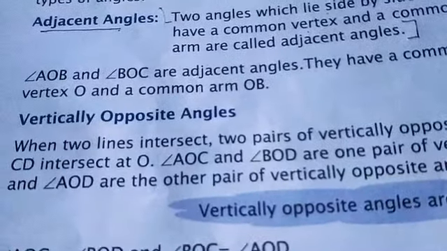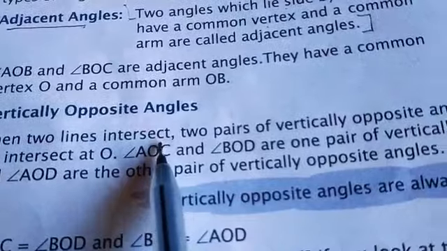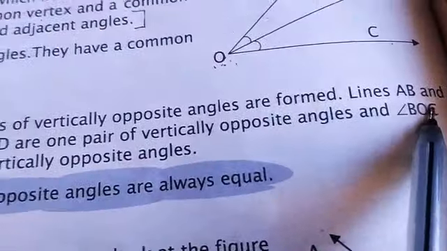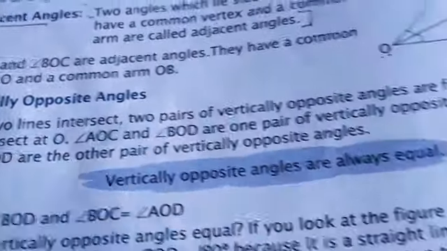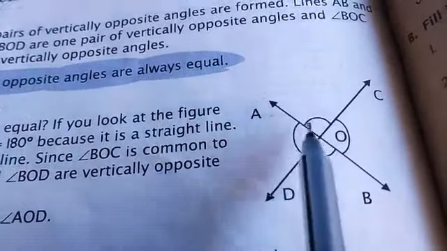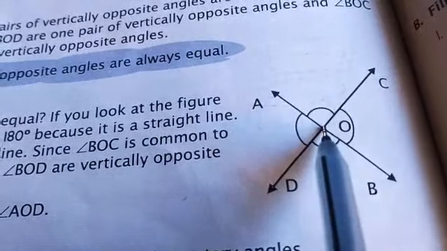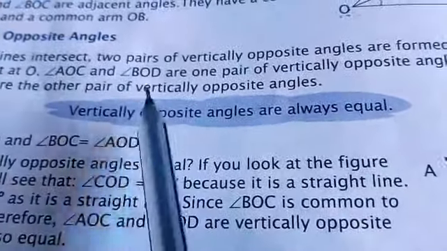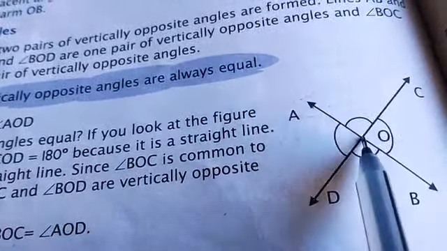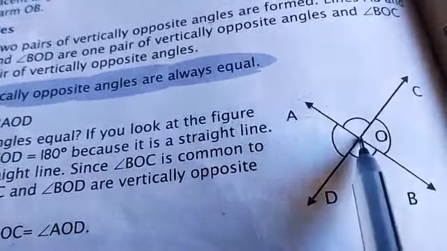Now we go for vertically opposite angles. What is a vertically opposite angle? When two lines intersect, two pairs of vertically opposite angles are formed. Line AB and line CD intersect at O. So there are two lines, one is line AB and the second is line CD. They intersect. दोनों एक जगह पे मिलती है. This point is your O. Now, angle AOC, this angle, and angle BOD, this angle, are one pair of vertically opposite angles.